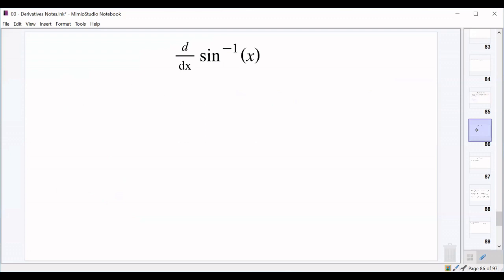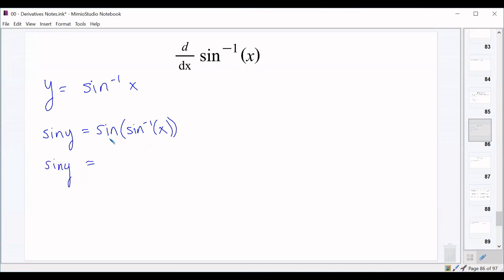So let's see if we can figure out how to actually take the derivative of the inverse sine of x. First step is going to be to write this as y equals the inverse sine of x, and then to take the sine of both sides of this equation. On the left-hand side, we still have just sine y, but on the right-hand side, the sine of the inverse sine of x is equal to x.